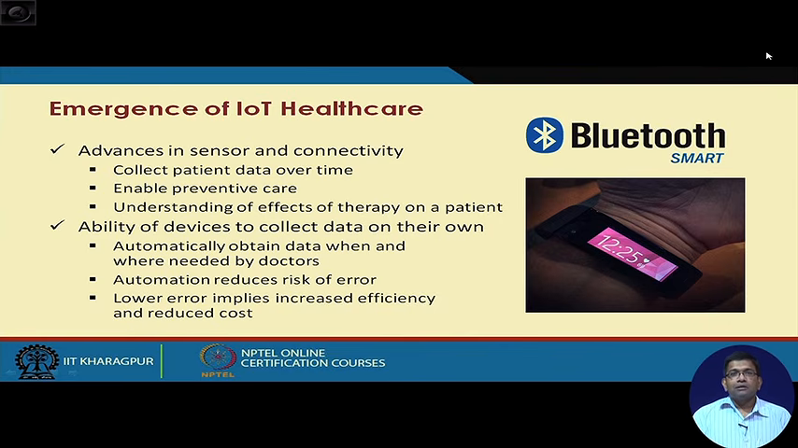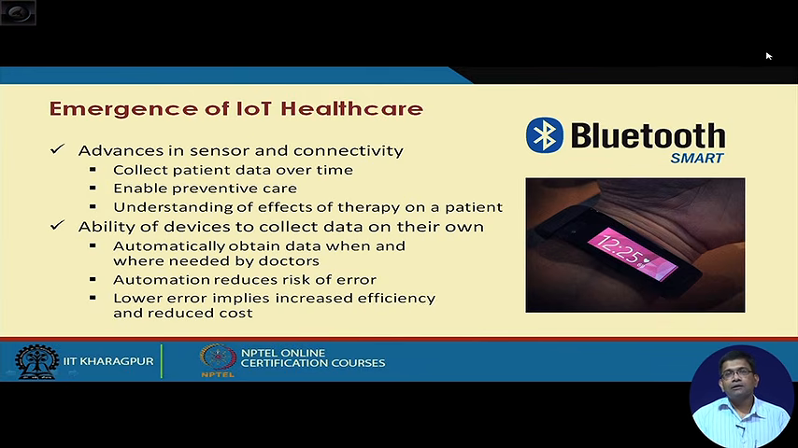Now, the devices have different types of ability to collect data. They can automatically obtain the data, and the data can be sent to doctors then and there itself, or it can be stored in some server, where some kind of analytics will be executed, and based on the analytics, if a patient is likely to get some serious condition, then the corresponding doctor is going to be notified.